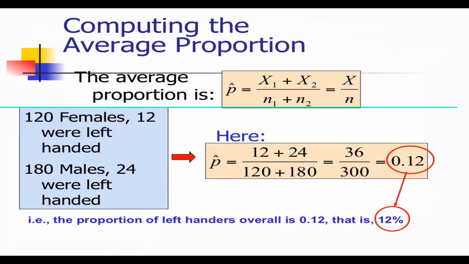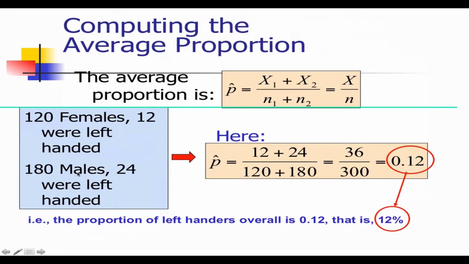Because we have 120 females and 180 males, if their proportions are all the same under the null hypothesis, we can pool the data together, which means the denominator can now be pooled together as 120 females plus 180 males.